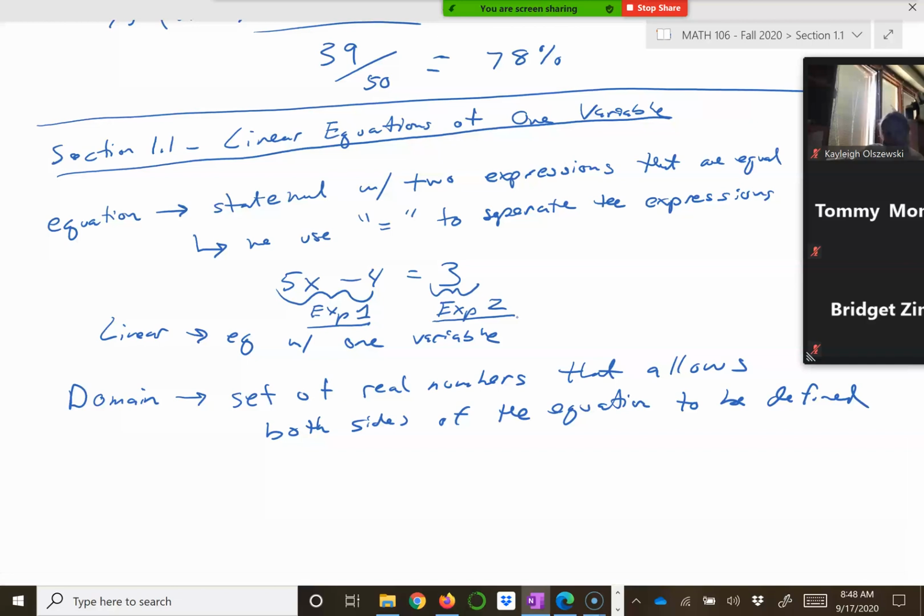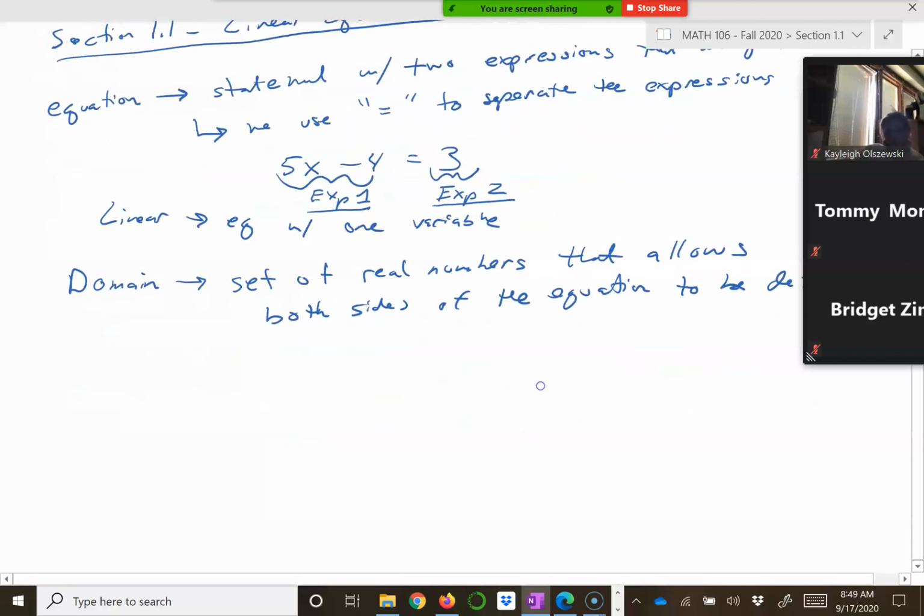Okay, so let's look at this example that I wrote up here because I'm going to go through some of the things the end of chapter problems are going to ask you. So we have this 5x minus 4 equals 3 linear equation. All right. So we want to figure out its domain.